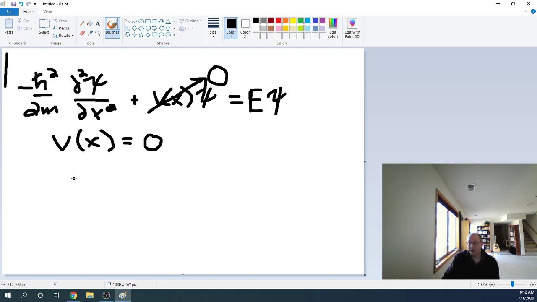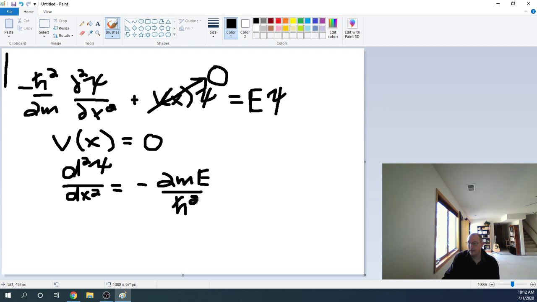So if I rearrange this expression a little bit, I get the second derivative of psi is equal to negative, so I brought the negative sign over there, and we got 2mE over h bar squared times psi.